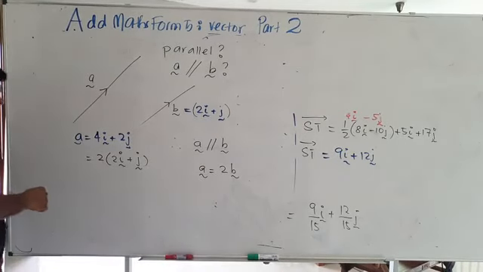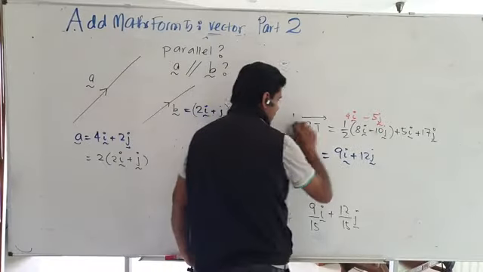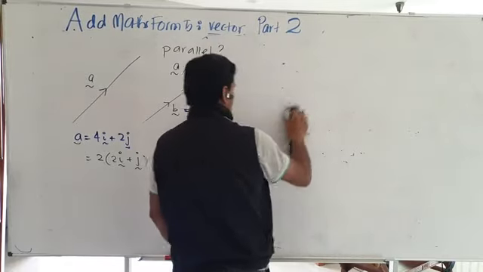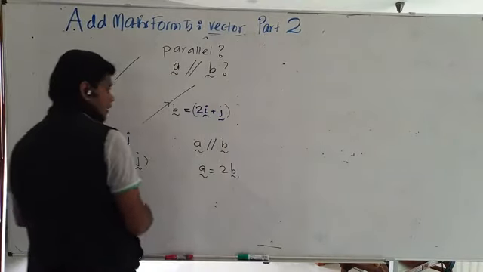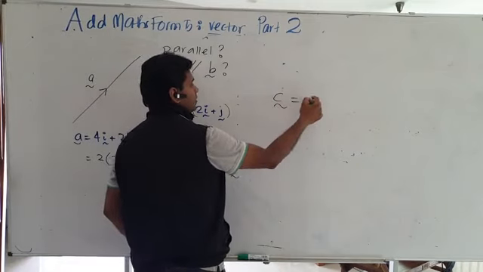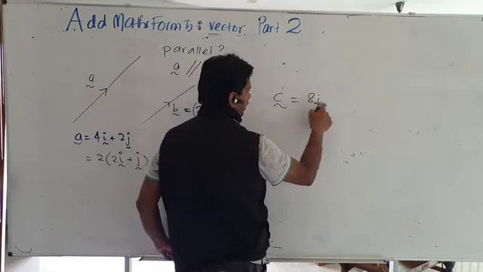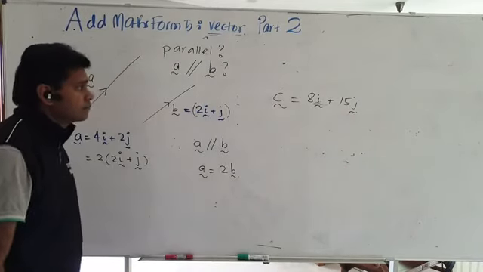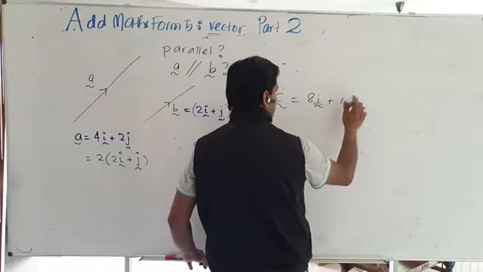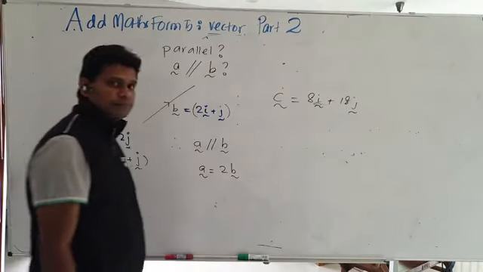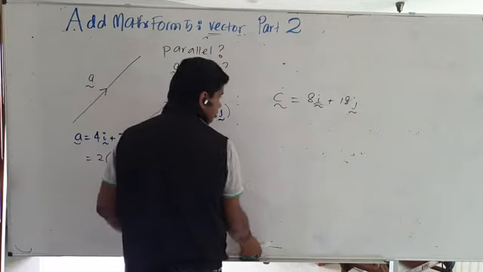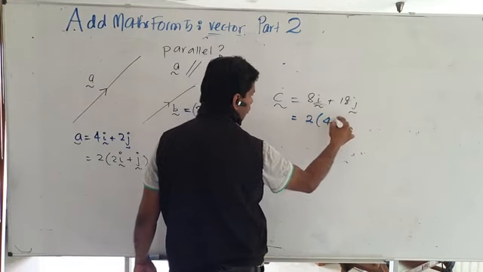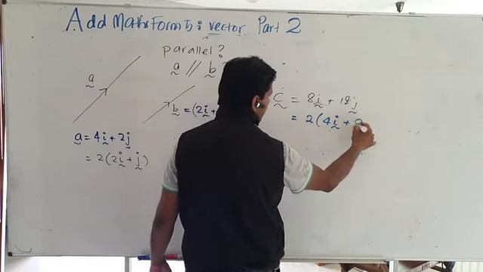Now let's take a look at one more example. Supposing I give you a vector C. Vector C is 8i plus 18j. If you factorize this, let's take out 2. If I take out 2, I'm getting 4i plus 9j.